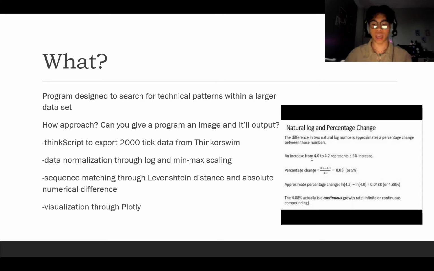For example, if you had a stock that is worth $2 and it increases by $1, that's a 50% change. But if you have a stock that is worth $1,000 and it increases by $1, it's nowhere near the same magnitude as a $2 stock. Although they both increase by $1, the magnitude is much more different on that $2 stock. So you can't just use numerical change.